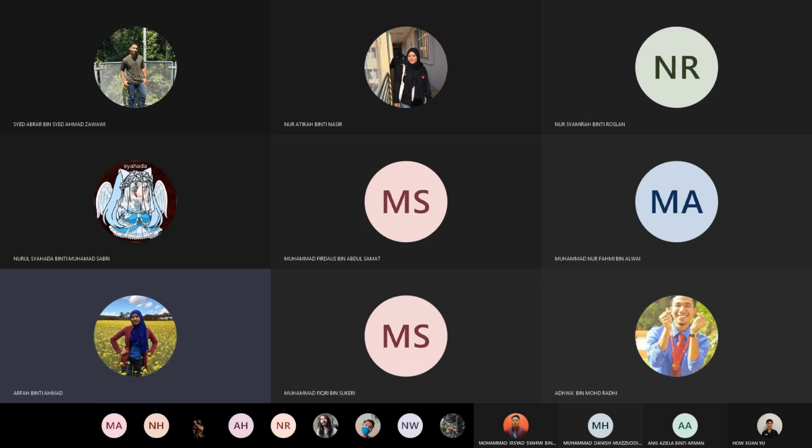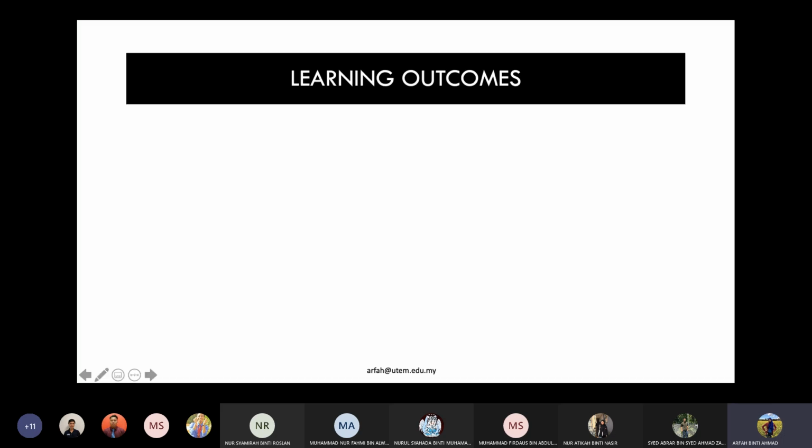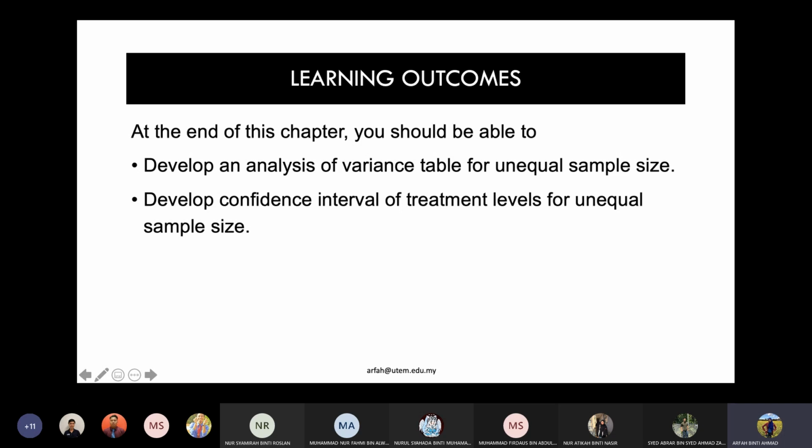Okay, so kita dah tengok analysis of variance. Previously, kita dah tengok analysis of variance for equal sample size. So, hari ni kita nak continue dengan analysis of variance of unequal sample size.